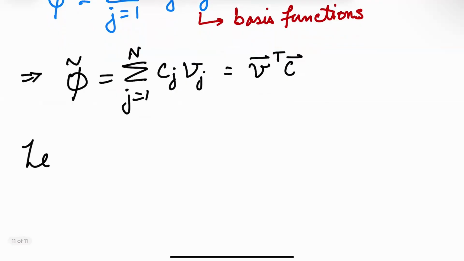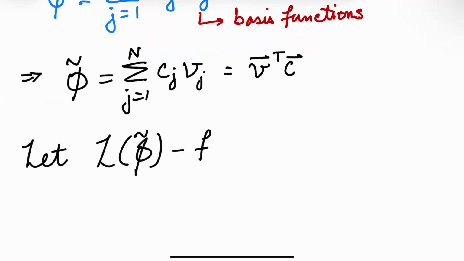Then we say that if I substitute this phi tilde now into my operator, and I take minus f, this would not be 0, right? Because since this is not exactly phi, you will have a residual. So this is called the residual. And this residual, of course, is not equal to 0 because phi tilde is not equal to phi.